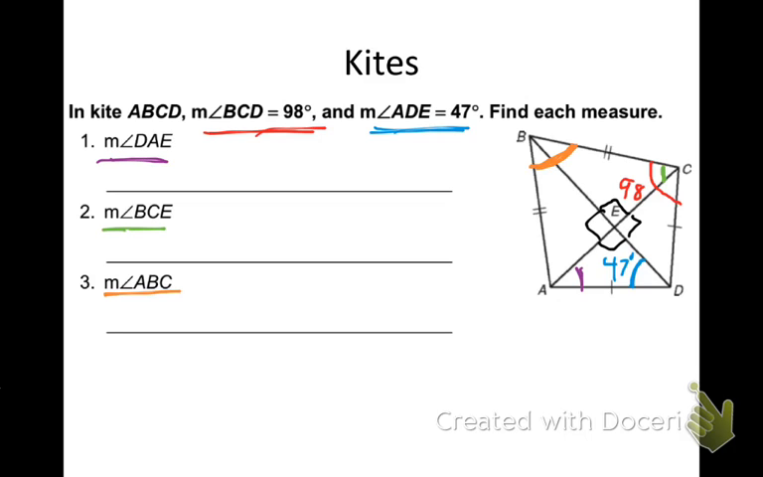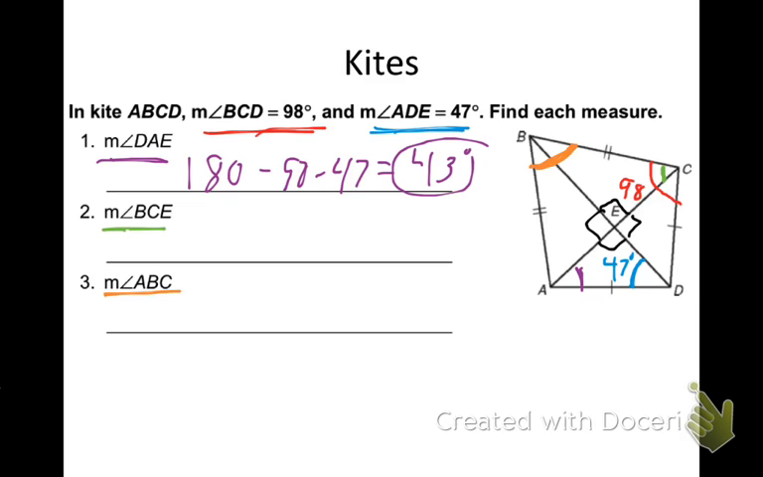Which angle do you see? Oh, I can find this angle right now. I can find DAE. How can I find that? What do I have here? A triangle. What's this degrees? 90. What's this? 47. Can I find this angle? Yeah. What would I have to do? Subtract from 180. So I would go 180 minus 90 minus 47. And I get angle DAE has to be 43 degrees. Okay. DAE is 43 degrees. Awesome.